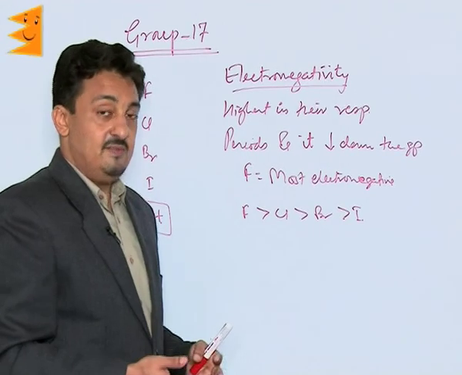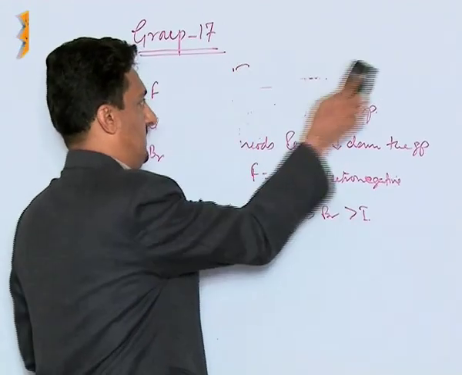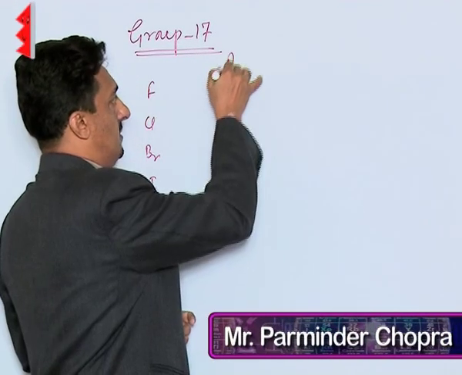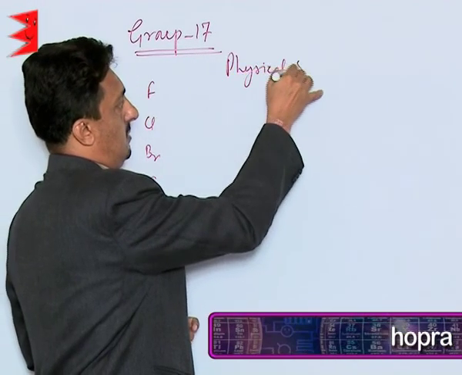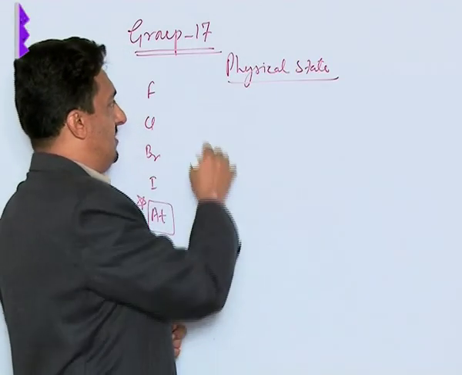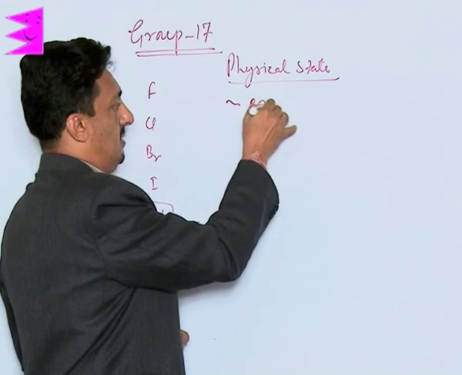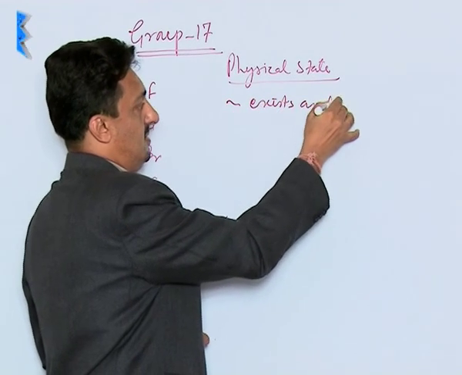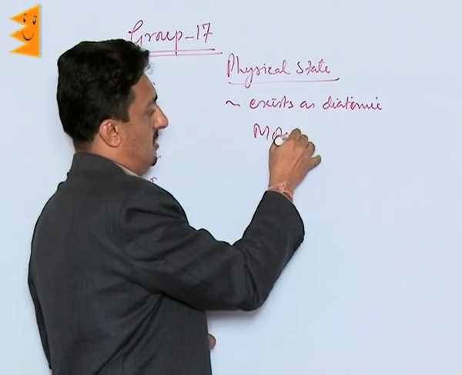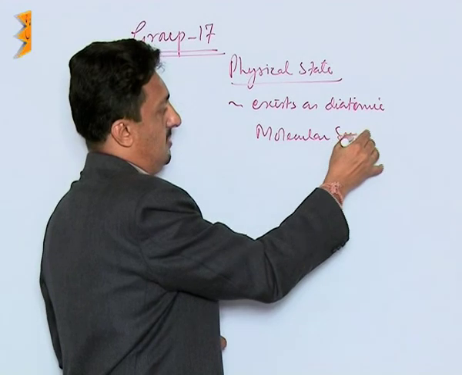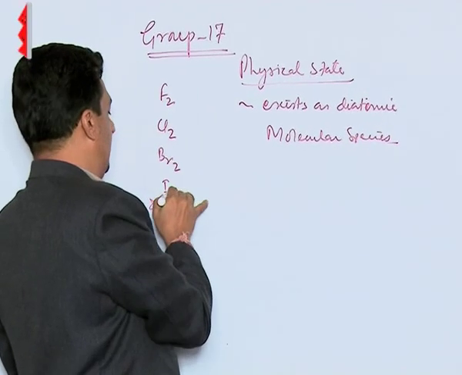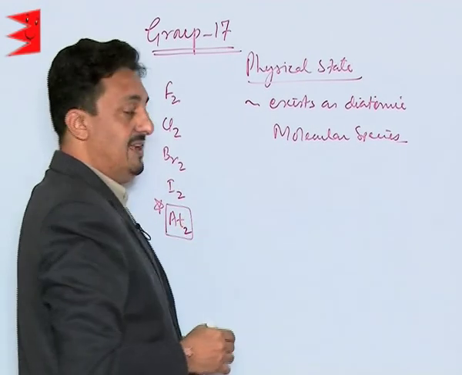Now let us discuss their physical state. Now in physical state, what you need to know is they all exist as diatomic molecular species, like fluorine as F2, Cl as Cl2, Br as Br2, I as I2, At as At2.